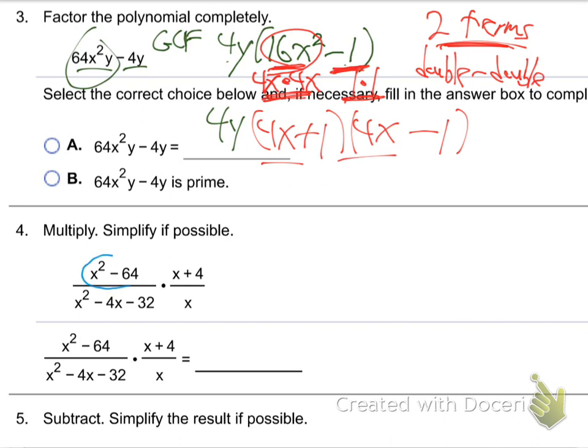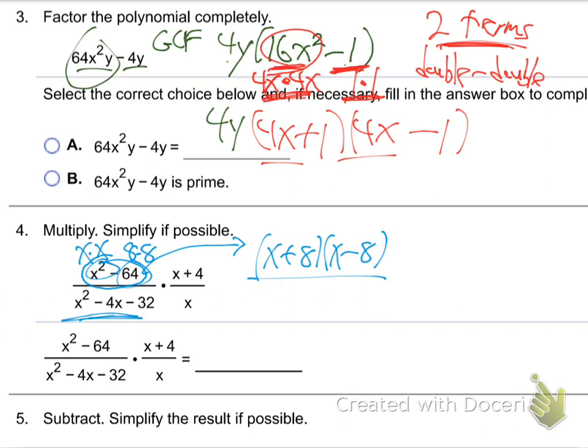So how do we factor this? First off, it's a difference of squares. 2x's? Oh, there's nothing in common. 8, 8. So that'll factor as x plus 8, x minus 8, because that'll make x squared in the front and minus 64 in the back. Over. Now, how do we factor this?